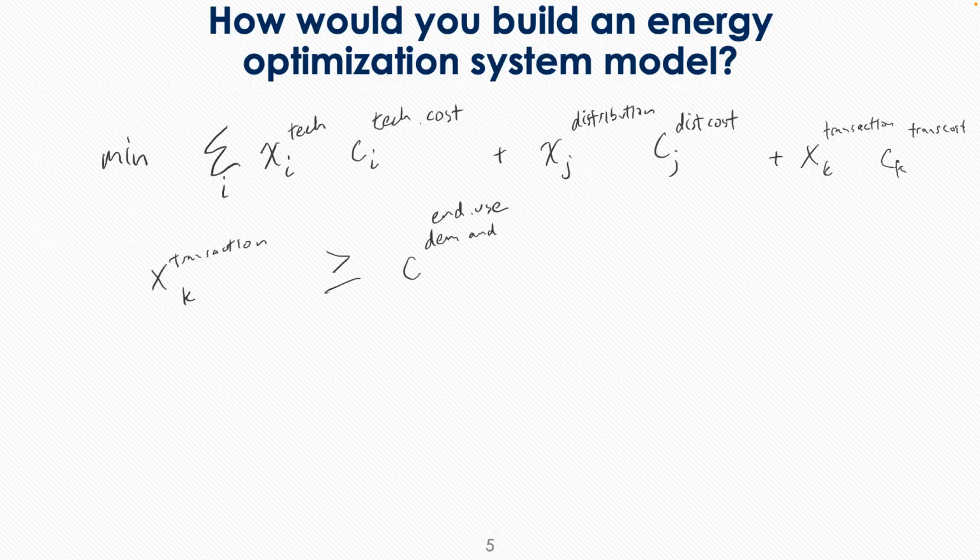And this could be a generic set of, what comes after K? L. So you might have a total amount of megawatt demand, you might have a total amount of mile demand, right? So L end uses could be something like megawatts, miles, and so on and so forth. So shouldn't that be tech instead of transaction?